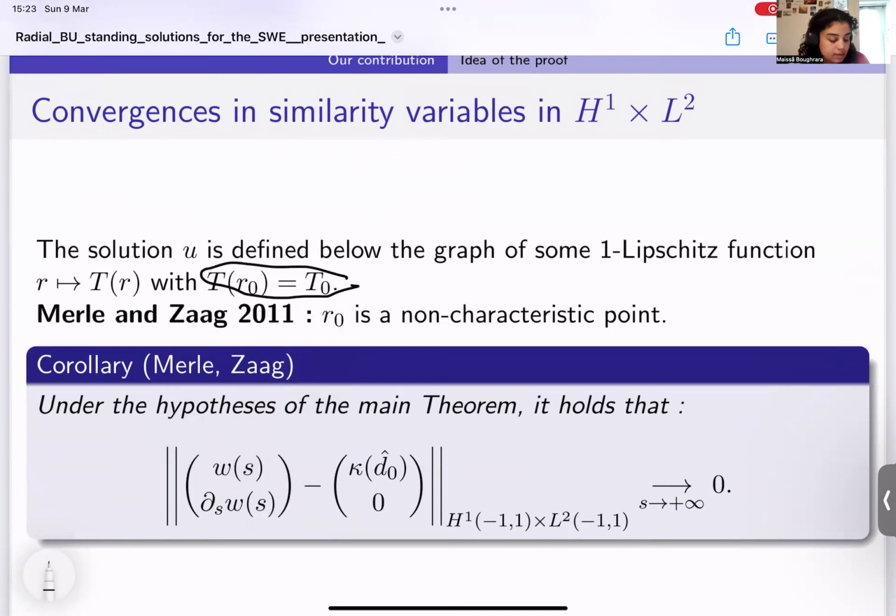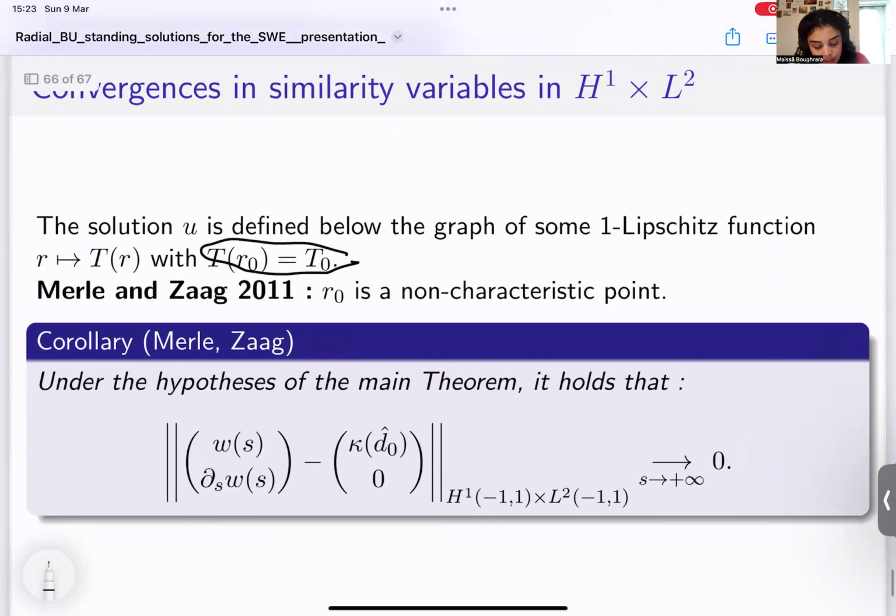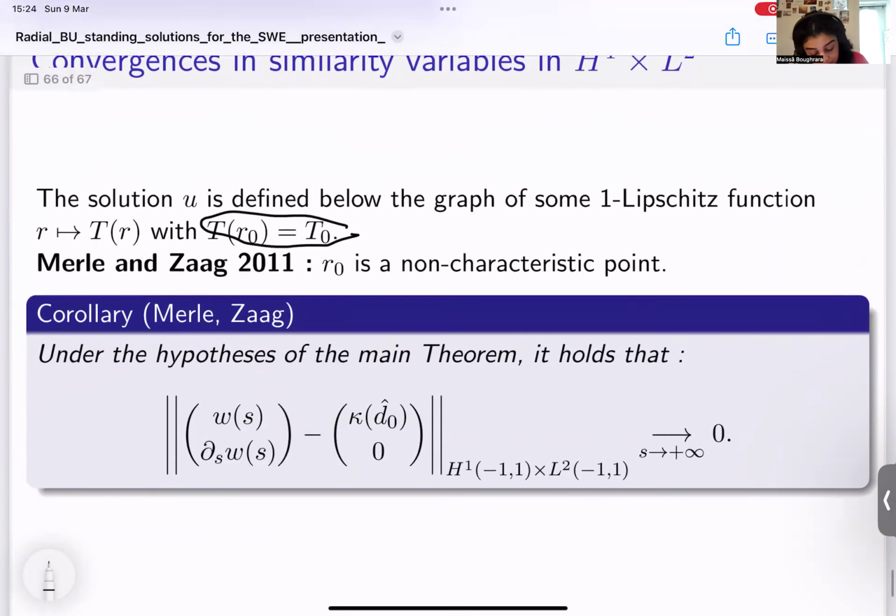And from a result of Merle and Zaag in 2011, where they said if we have a solution that blows up and R0 is a non-characteristic point, and we showed that this point is non-characteristic, then our solution will converge to the soliton in similarity variables in H1 cross L2. So this is the goal we obtain.